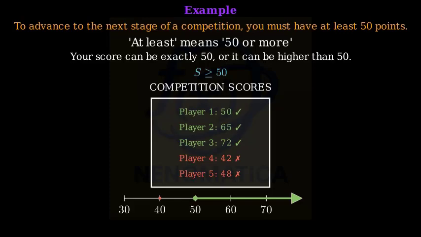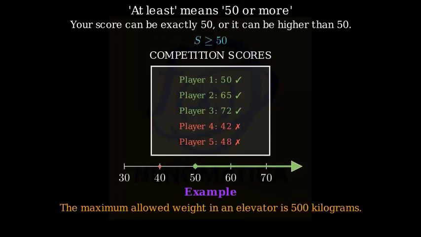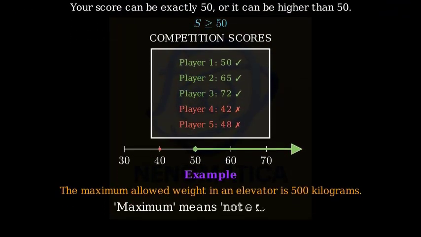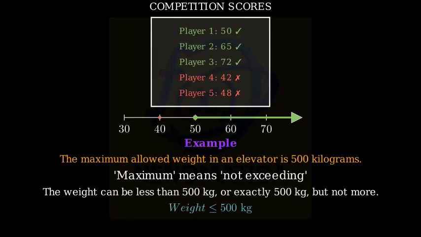Let's examine our final example. The maximum allowed weight in an elevator is 500 kilograms. The word maximum indicates that the weight must not exceed 500 kilograms. This means the weight can be less than 500 kilograms or exactly 500 kilograms, but not more. If we represent the weight as weight measured in kilograms, we get the inequality: weight is less than or equal to 500 kilograms.